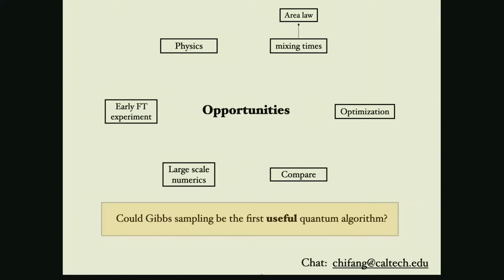understanding. And I would like to end just by saying that maybe Gibbs sampling could be the first useful quantum algorithm, because it seems like quantum simulation really requires this initial state preparation. So maybe this could be really useful as well. And thanks for staying.